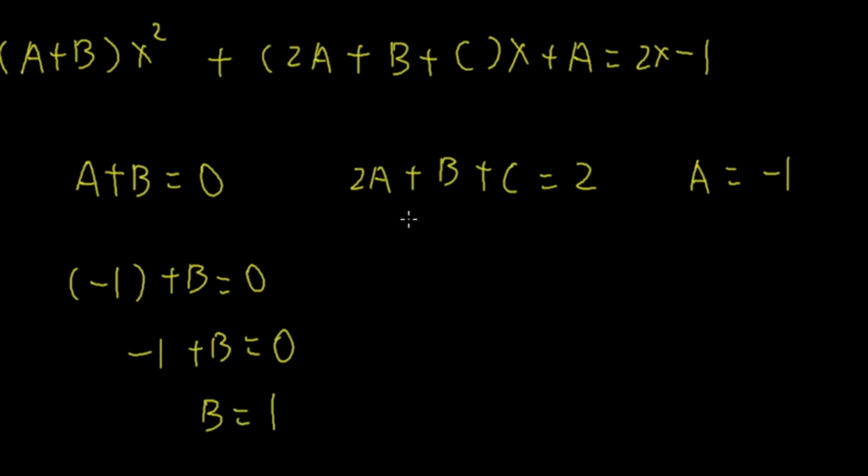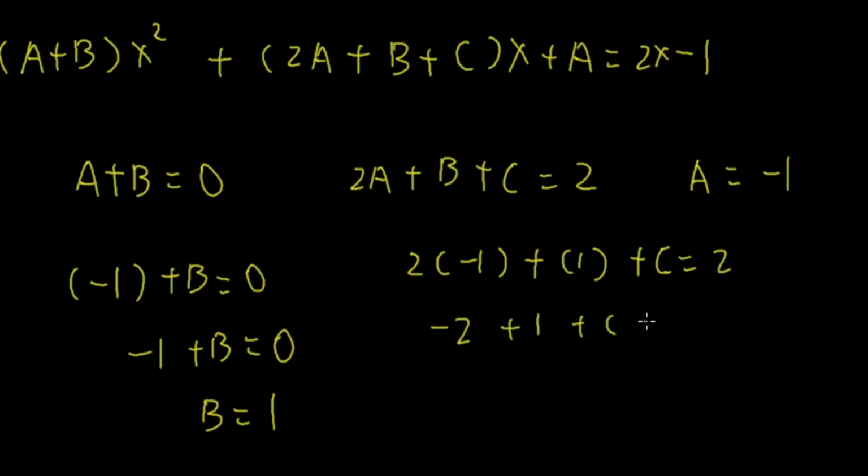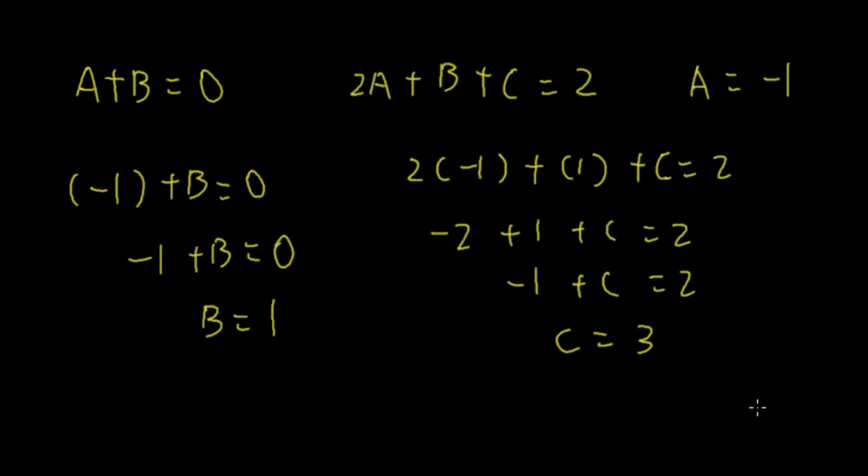Okay, now we know both a and b, we can put into here. So 2 times a is negative 1, plus b is 1, plus c equals 2. Now this is negative 2, plus 1, plus c equals 2. This will be negative 1 plus c equals 2. Add 1 to both sides, c is equal to 3. Okay, so now we know all a, b, and c, right?